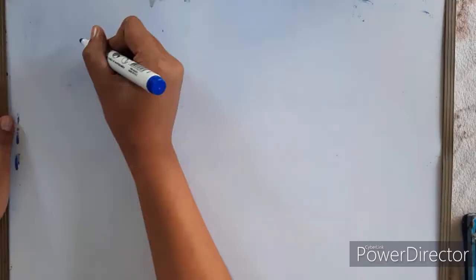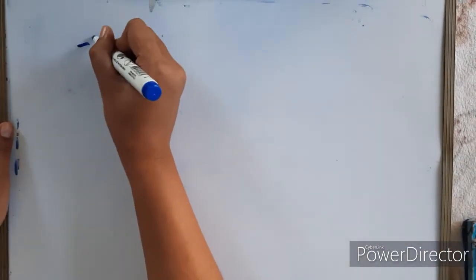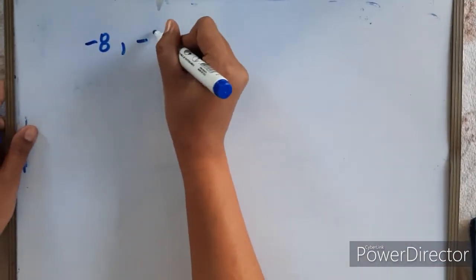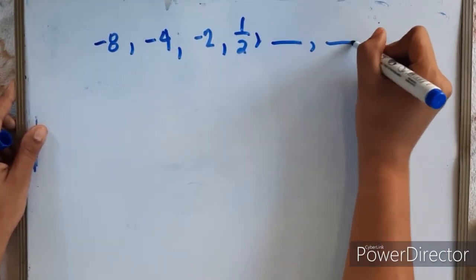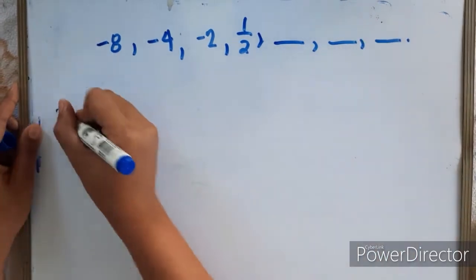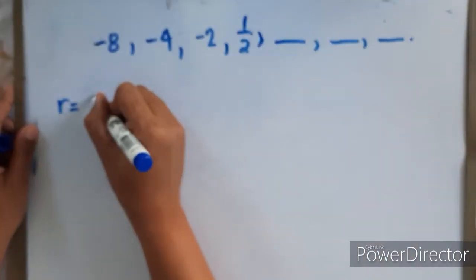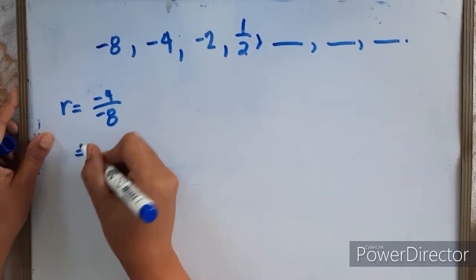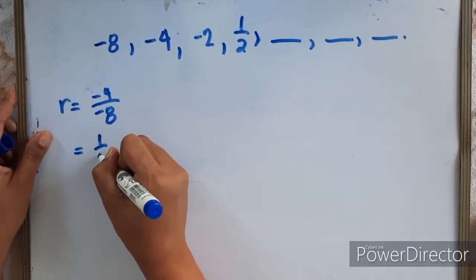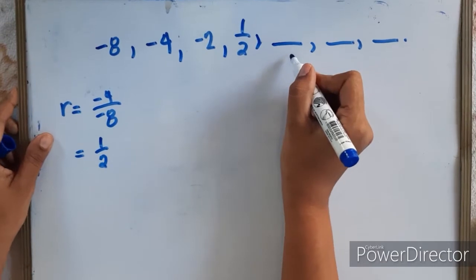Okay, next problem. Let's try to have our next example. We have negative 8, negative 4, negative 2, 1 half, and supply for the next 3 terms. Solve for the ratio, that is negative 4 divided by negative 8. That is equal to positive 1 half. Okay, this will be multiplied to get the next term.